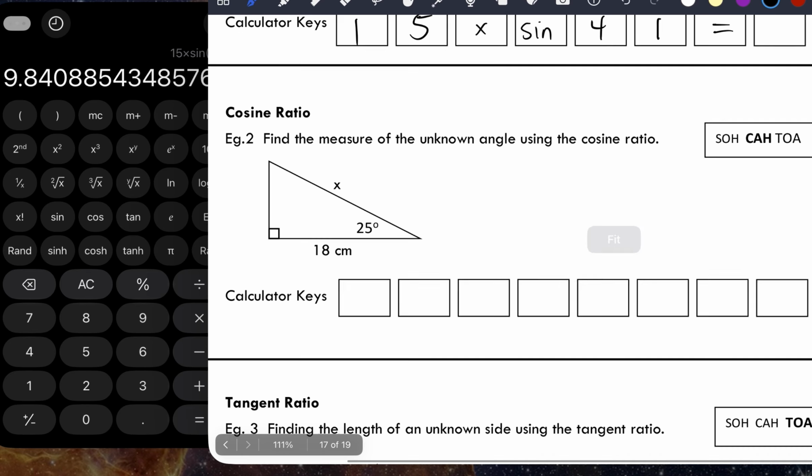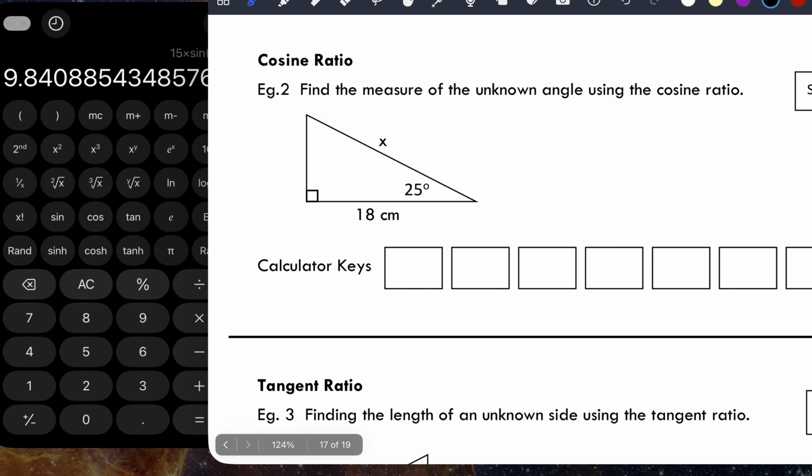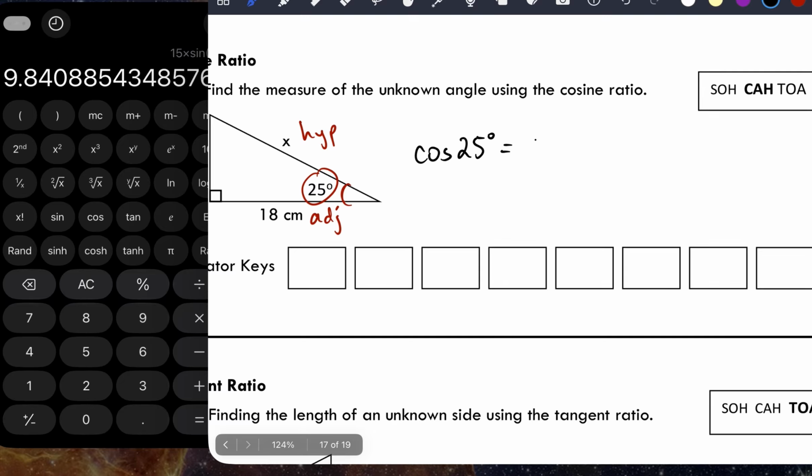Okay, let's look at the cosine ratio now. Here I have a reference angle of 25 degrees. 18 is the adjacent side. X is the hypotenuse. If I express this as a ratio, the cosine of 25 degrees relates the adjacent and hypotenuse. So the adjacent side is 18. The hypotenuse is x. How do I solve for x?